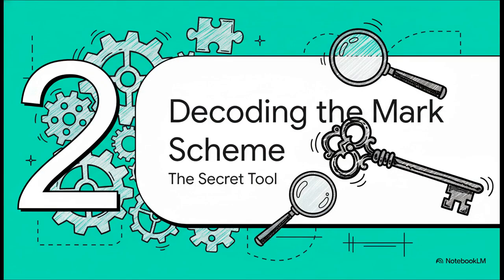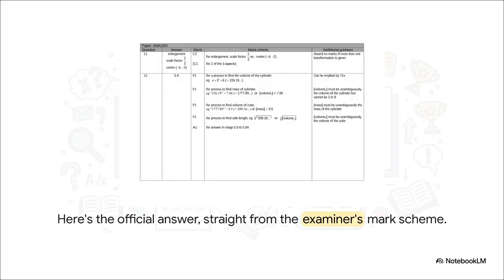All right, ready for the big reveal? To find out exactly what the examiner is looking for, we're not going to guess. We're going straight to the source, the official mark scheme. Think of this as our secret weapon. And there you have it. This is literally the checklist that the person marking your paper is using. Let's zoom in and see exactly what it says for our question.